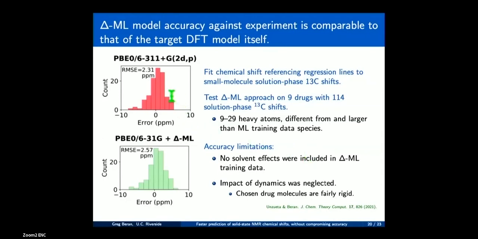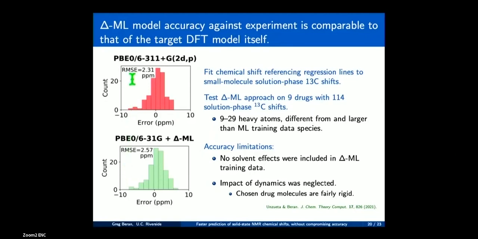And then here are the overall error distributions for the target DFT and for our delta ML, and you can also see the RMS error. So basically, our delta ML is introducing maybe a quarter ppm larger RMS error compared to the pure DFT. This shows that you can essentially not give up almost anything in your DFT accuracy while still saving this factor of 10 or more in the cost of your chemical shielding calculations.